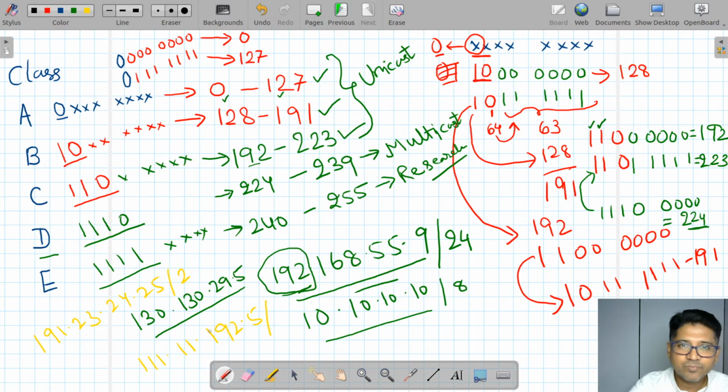Sir, we have to define it from the first bit, no? Yes, first octet, not the first bit. So every class is defined by the first octet of the IP. The rest of the IP address does not matter. Okay, sir.